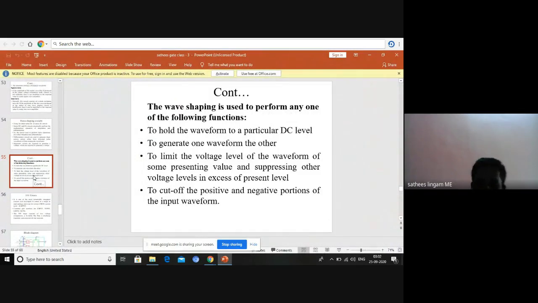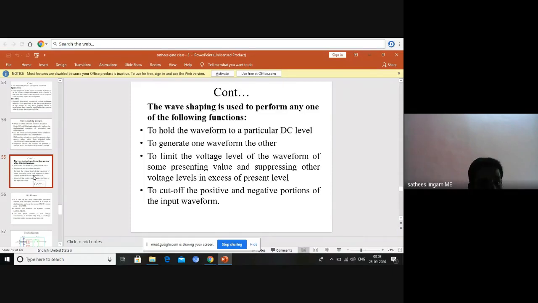Now the wave shaping circuit is used to perform any one of the following functions: to hold the waveform to a particular DC level. That is done by capacitor, a holding process, which means charging. The time interval is related to charging time and discharging time. To generate one waveform from another, that means the input signal is a pulse signal and we are changing it into some other form like square wave or triangle wave. If it is changing like this, then it is a pulse shaping circuit.